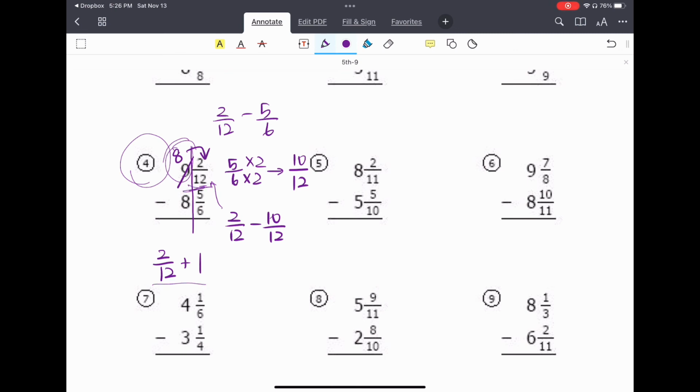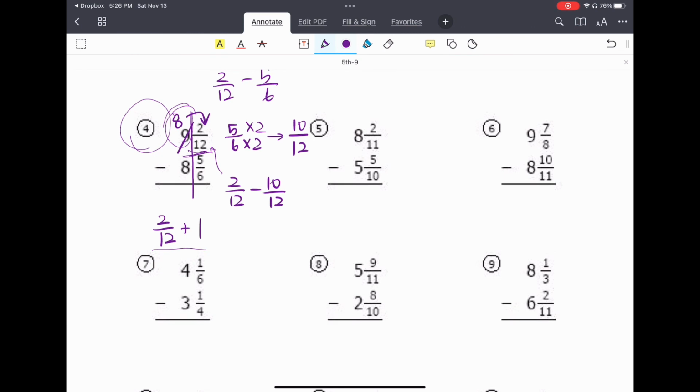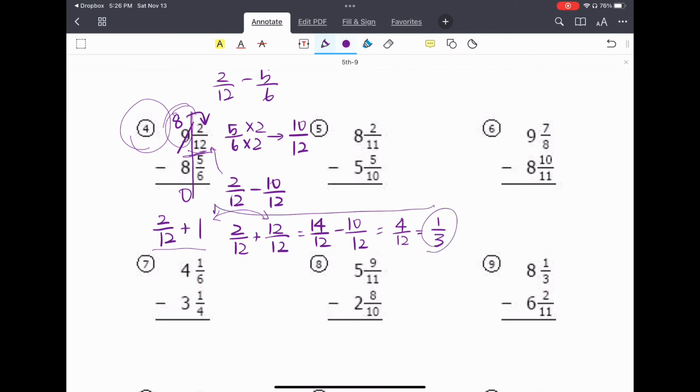So 2/12 plus 1. To do that, we can do 2/12 plus 12 over 12, because 12 over 12 is the same thing as 1. 2 over 12 plus 12 over 12 equals 14 over 12. Now we can do 14 over 12 minus 10 over 12, which is 4 over 12, which can be rewritten as 1/3 if you simplify it. So 8 minus 8 is just 0, and the 1/3 goes with it, so 1/3 is your final answer.